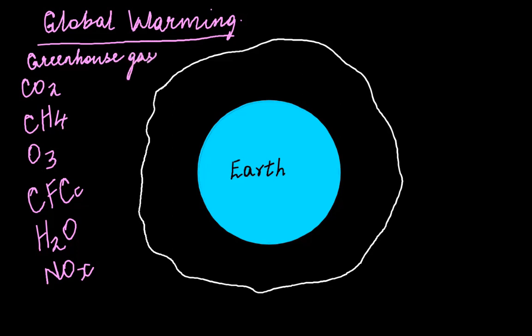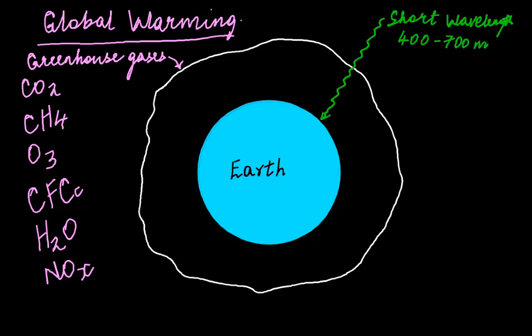Now what do these greenhouse gases do? The greenhouse gases in the atmosphere help to keep the Earth warm. What happens is short wavelength radiation can enter the atmosphere. This is the atmosphere, and now you have short wavelength radiation in the form of light, which has a wavelength between 400 to 700 nanometers. It can enter the atmosphere.